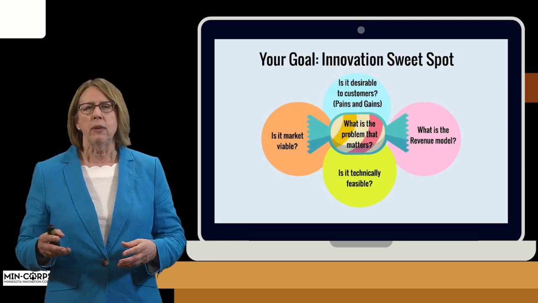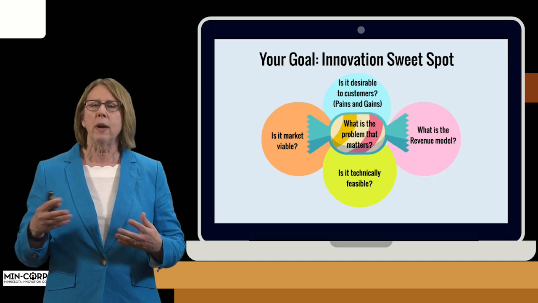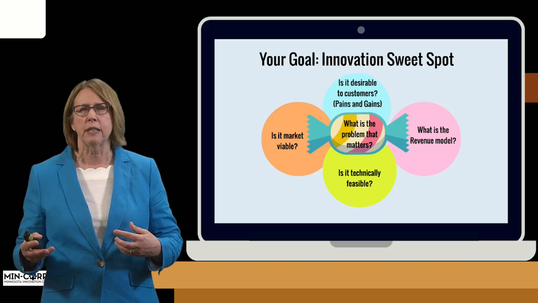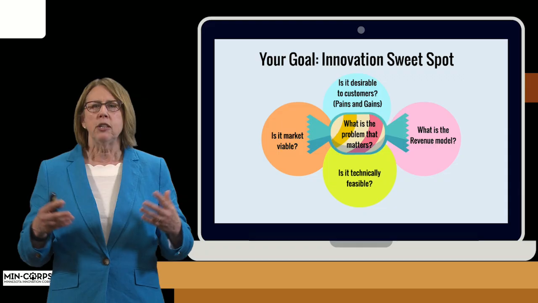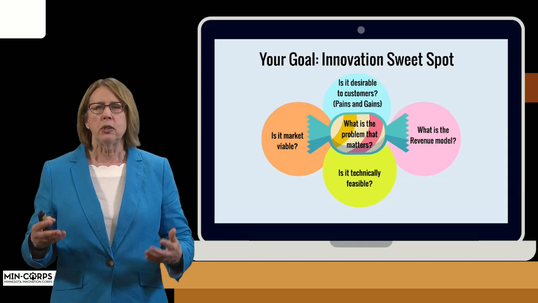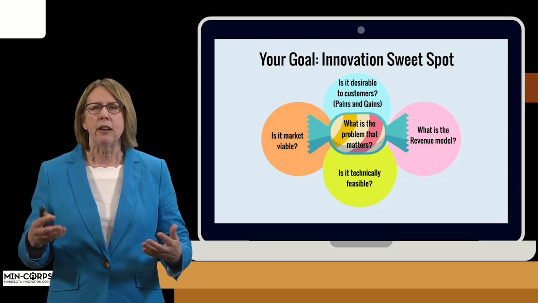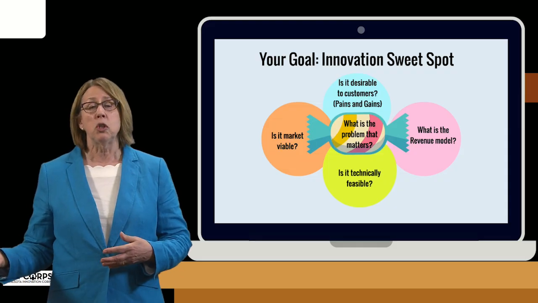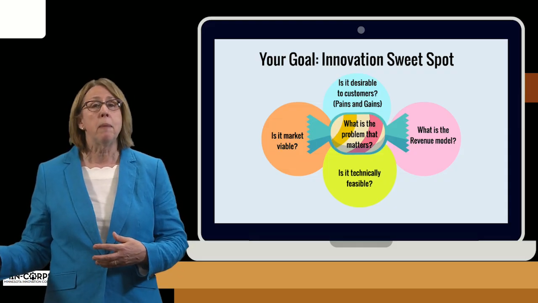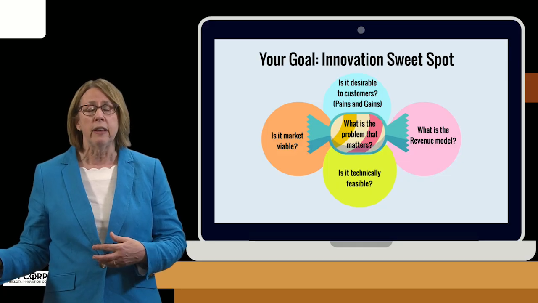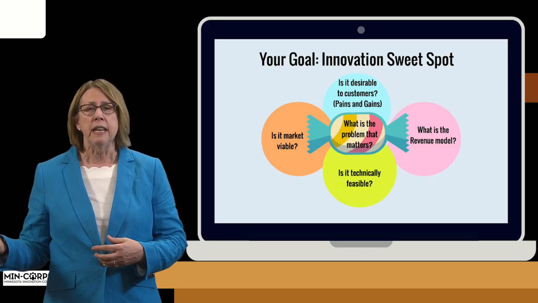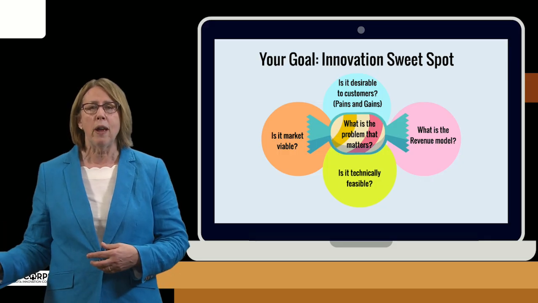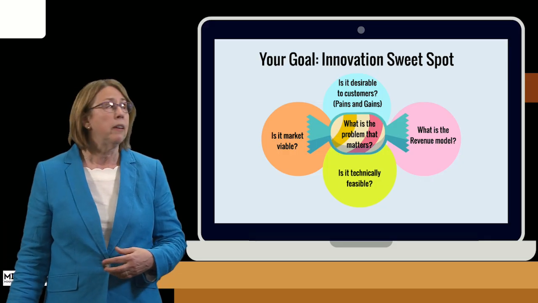And so what we have here are 4 core questions that you'll be answering through this process. Is your problem and your solution something that actually matters and is desirable to customers? Can you charge them money, or can you charge somebody money? What is the revenue model? Even nonprofits or government entities need some kind of source of revenue in order to keep going.